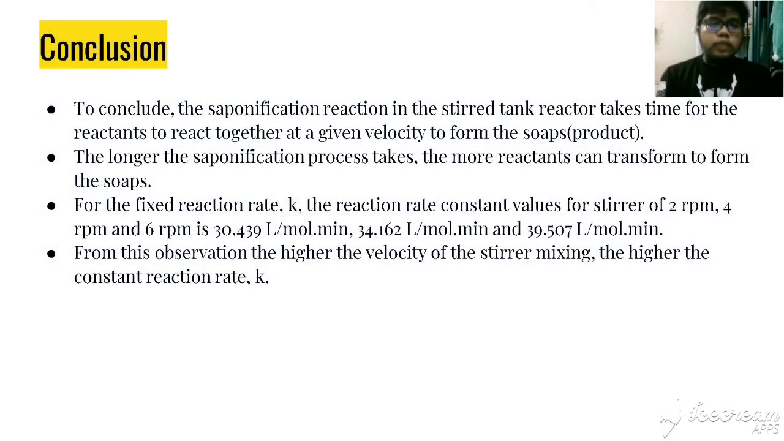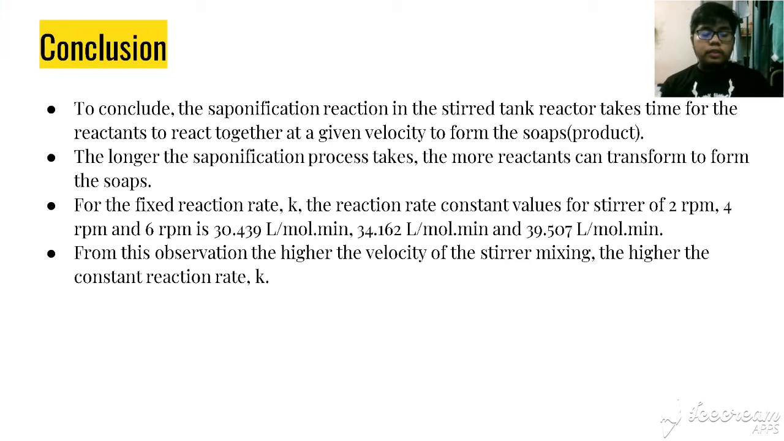In conclusion, the saponification reaction in the stirred tank reactor takes time for the reactants to react together at a given velocity to form the salts, which is the product. The longer the saponification process takes, the more reactants can transform to form the salts. For the fixed reaction rate, which is K, the reaction rate constant values for the stirring of 2 rpm, 4 rpm and 6 rpm are 30.439, 34.162 and 29.507 liter per mole minute.